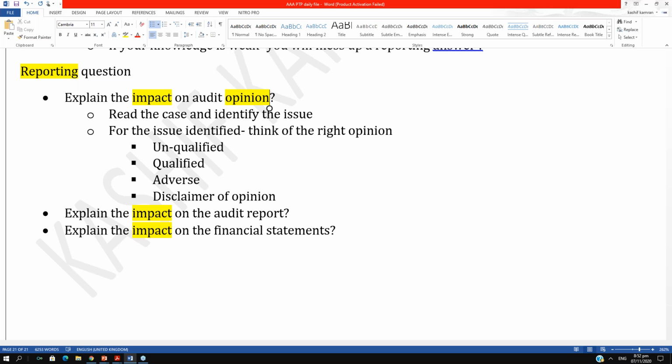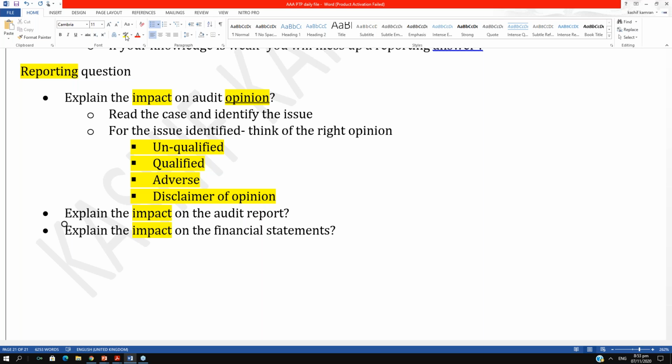So when the question is asking impact on opinion, will you think about emphasis of matter paragraph? If the question is asking for opinion, will you think about material uncertainty relating to going concern? When the question is asking for opinion, will you consider key audit matters? Tell me, if the question is asking for opinion, what are you thinking? Are you thinking something out of the four here on your screen? Or are you thinking about key audit matters? Are you thinking about emphasis of matter paragraph?